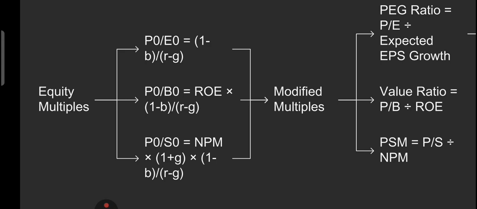Price to earnings: the formula is (1 minus b) upon (r minus g). Price to book value: (1 minus b) upon (r minus g) is already there, just multiplied by ROE, which is return on equity. And the third is price to sales. Here we have NPM, so NPM multiplied by (1 plus g) multiplied by (1 minus b) upon (r minus g). So one thing is common: (1 minus b) upon (r minus g) is common in all these three equity multiples.